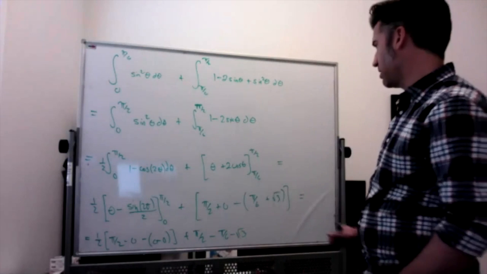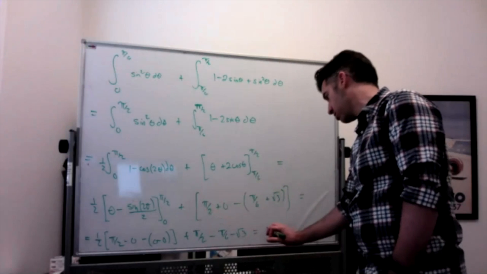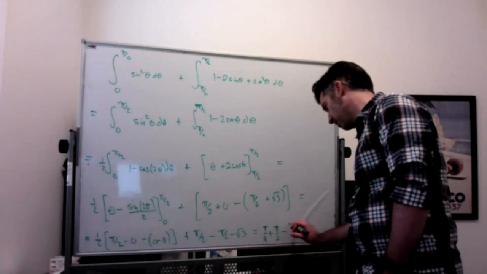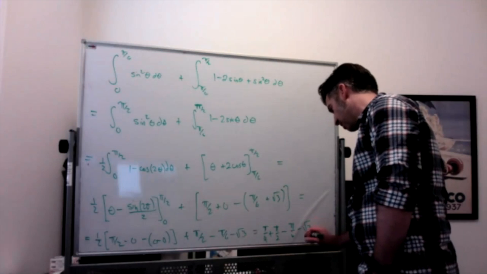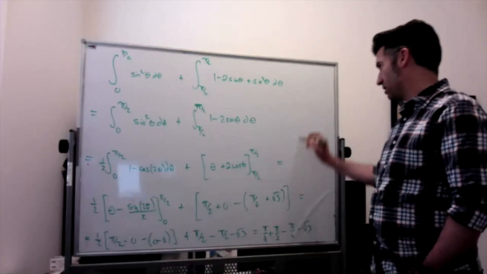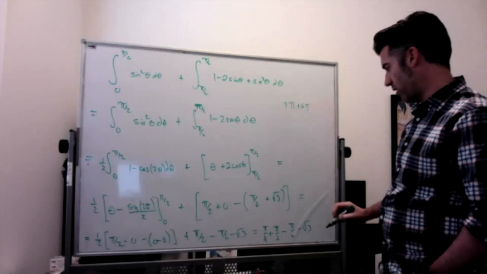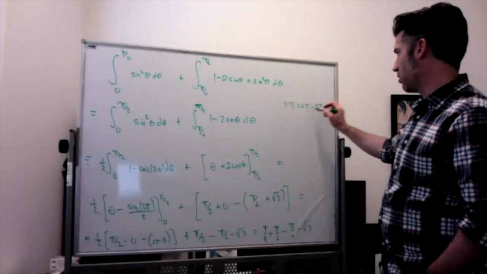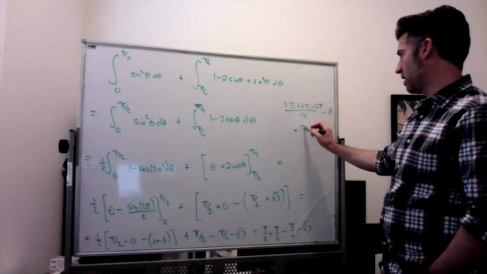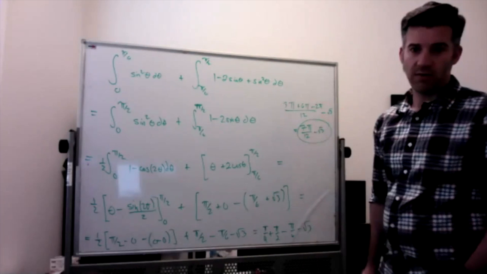So it looks like our final answer is pi over 4 plus pi over 2 minus pi over 6 minus the square root of 3. You should combine that, right? That's really 3 pi over 12 plus 6 pi over 12 minus 2 pi over 12 minus root 3. So we end up getting 7 pi over 12 minus root 3. Well, that's funky.